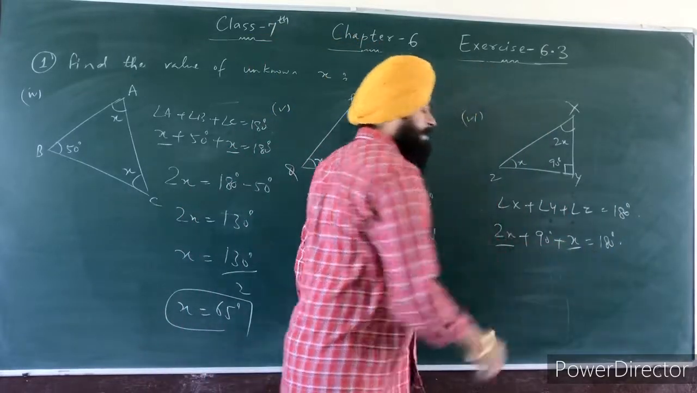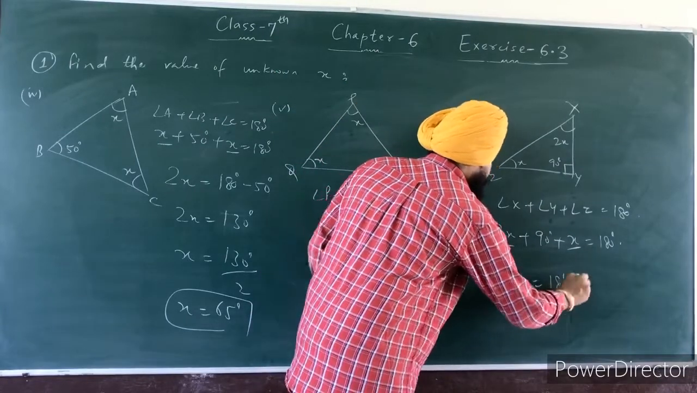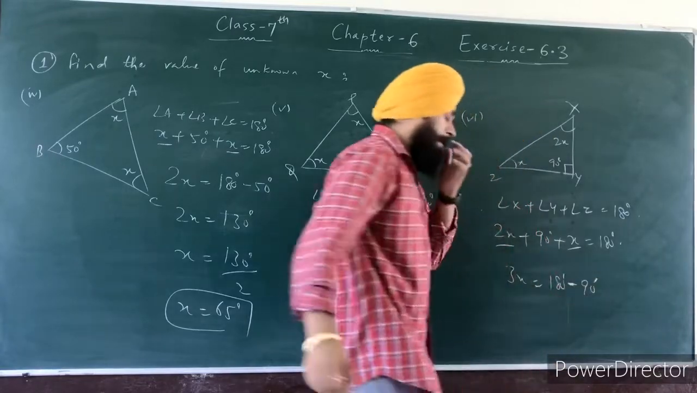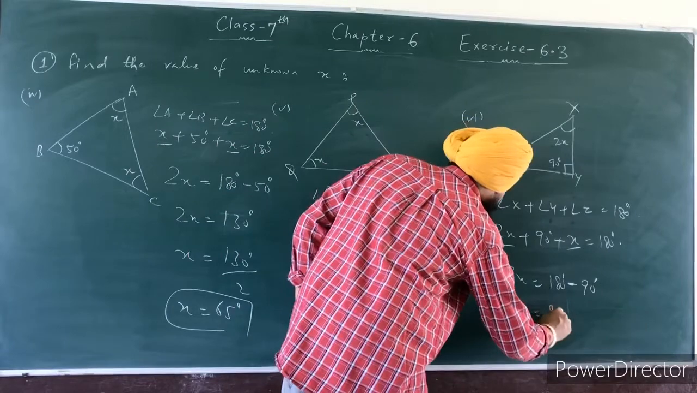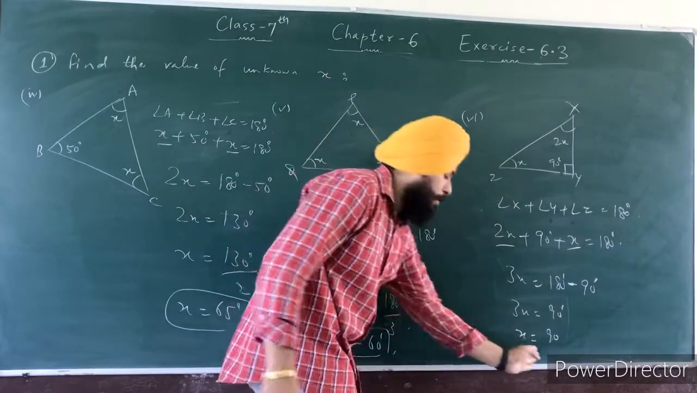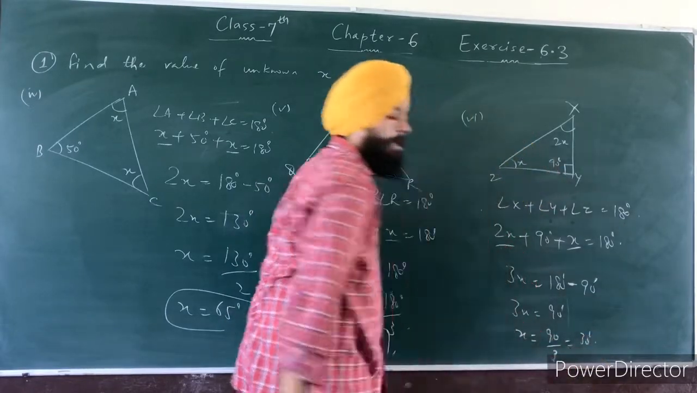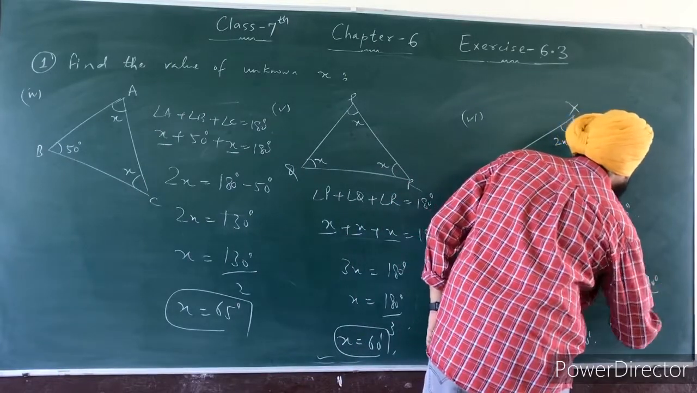Now 2x plus x is how much? 3x. Now take this 90 degree on the right hand side, it is subtracted from 180. So 180 minus 90 is 90 degree. Now 3x is equal to 90, or x is equal to 90 over 3, which is 30 degree. It means the value of x is 30 degree.